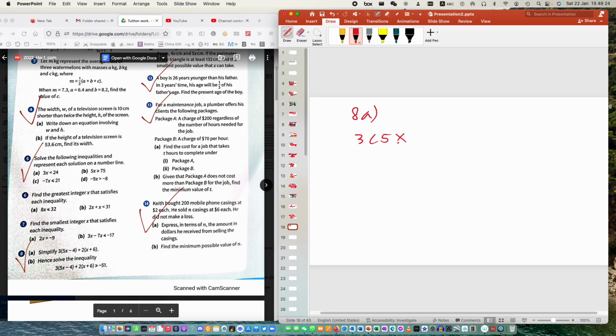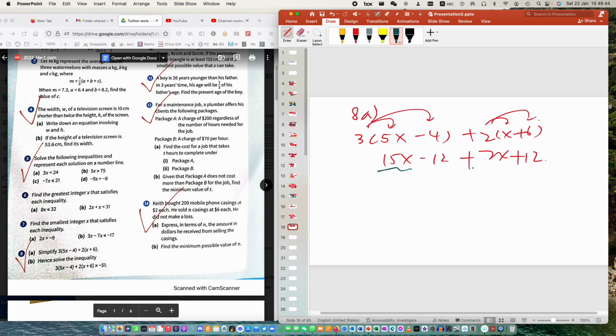Okay, before you simplify, I want to ask you a question. Is this an equation or expression? Expression. Very good. So open the brackets. So you get 15x minus 12, 2x plus 12. So the next step is similar terms.